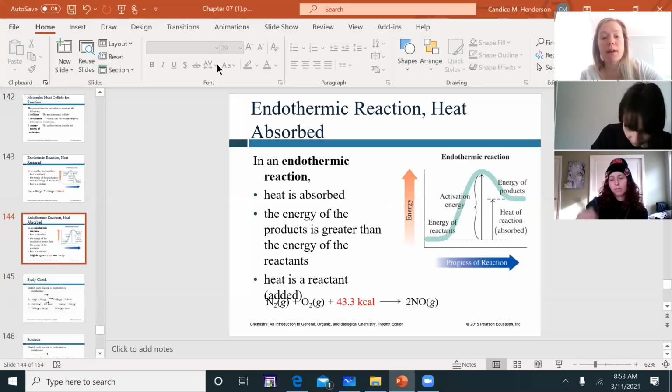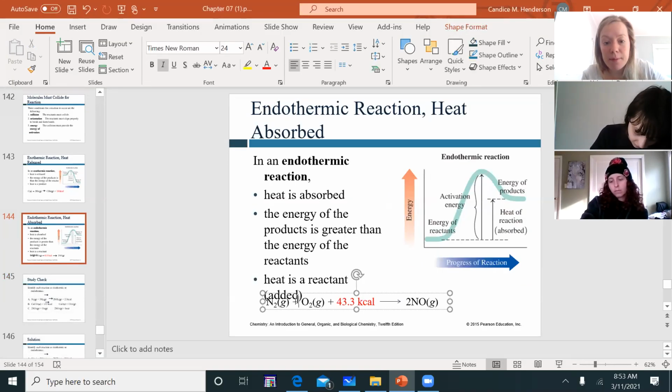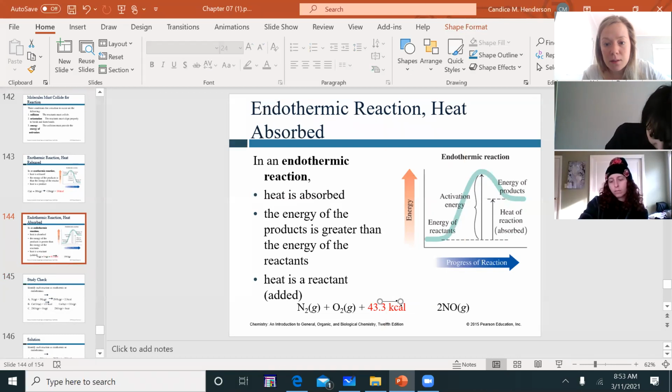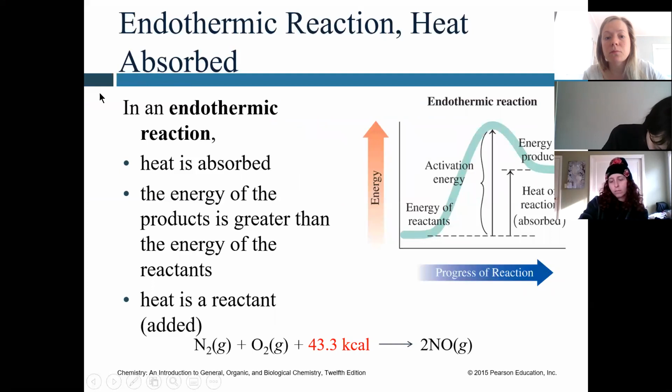An endothermic reaction is going to be the opposite of that. So in an endothermic reaction, heat is absorbed. The energy of the products, so here are my products, this is progress of the reaction, this is energy. The products are over here, they're higher than the reactants. So the reactants have a lower amount of energy. They absorb a lot of energy to get up and over the activation energy, and then we get our products.